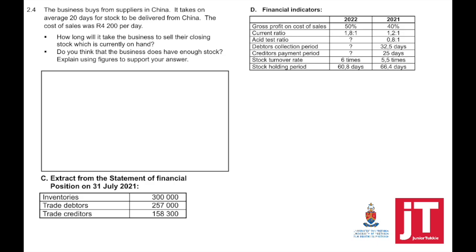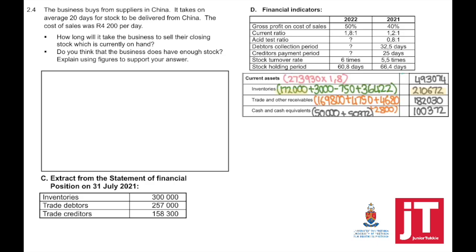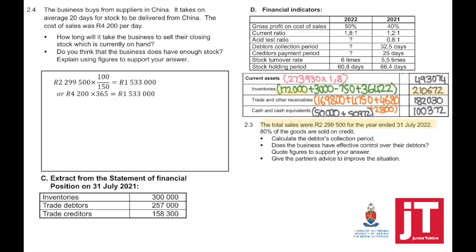So this is quite a challenging question. We need to use the figures which were calculated in the statement of financial position. Now they provided the cost of sales per day. But if we were to calculate the total cost of sales, we need to find out what the sales are. We need to know what the markup percentage is. So our total sales were given to us in question 2.3. The markup percentage was given, it's 50%.